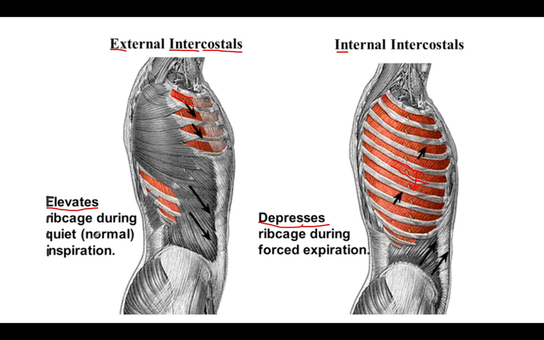Now, if we're elevating the rib cage, that's going to increase the volume because it gives more space for the lungs to expand, and that means we can breathe in. But it's only for normal or quiet inspiration. When we depress the rib cage, we're decreasing the volume, which means air is going to be expelled out of the body. But remember, air is only leaving the body with the use of muscles if it's forced expiration. If it was quiet expiration, no muscles are contracting.